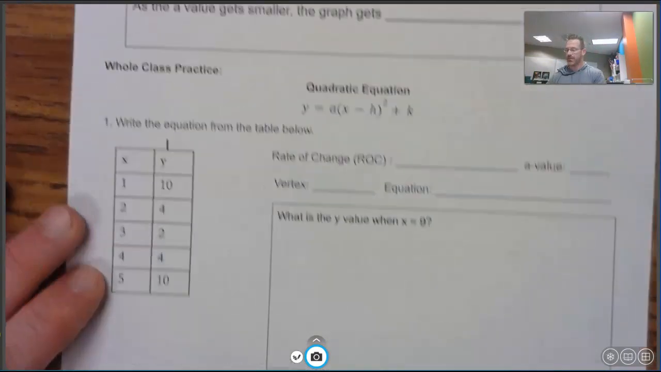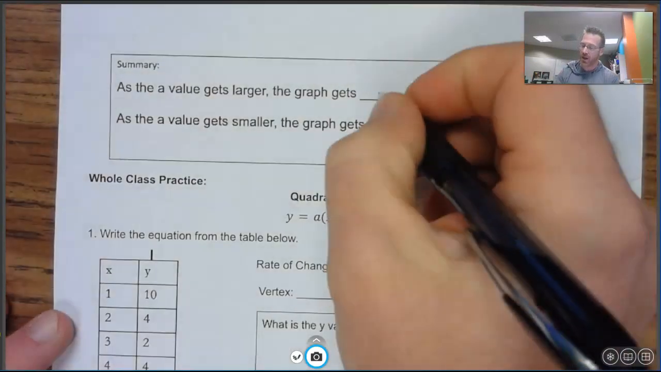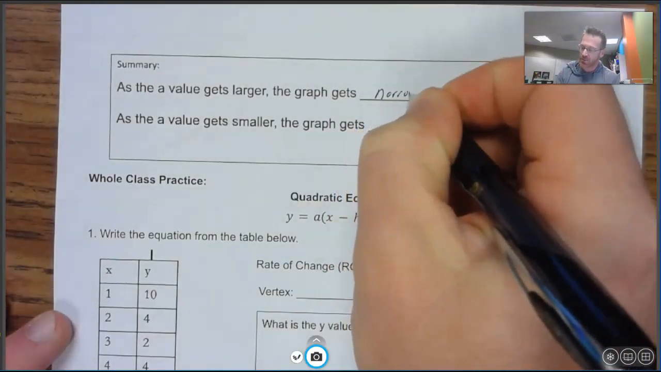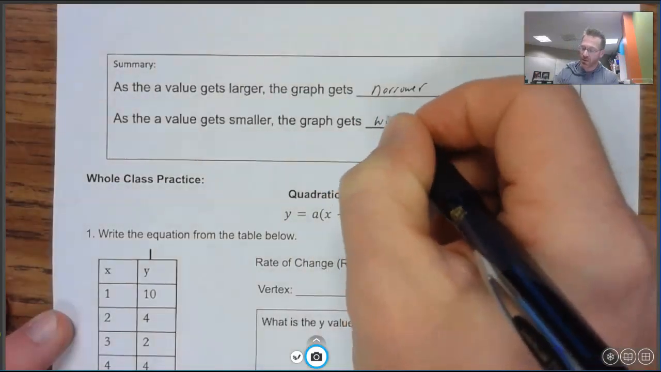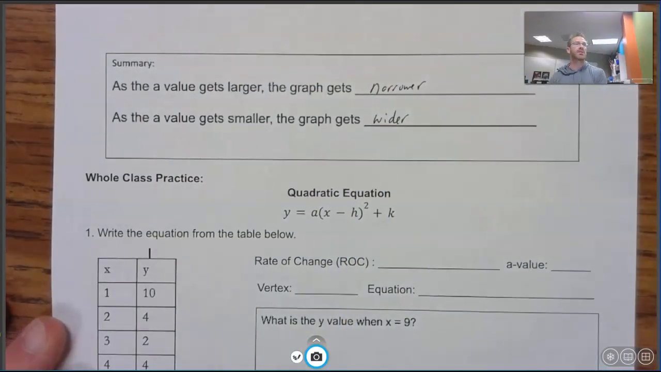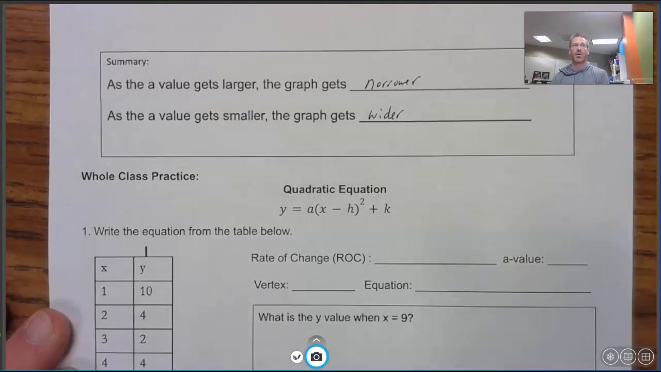So if we flip to the next page, there we go. As the A value gets larger, once again, the graph gets narrower. As the A value gets smaller, the graph gets wider. So same idea. Once again, a master key. That's going to be true for all the functions you study: Algebra 1, Algebra 2, pre-calculus moving forward.